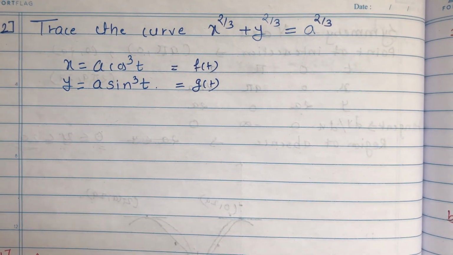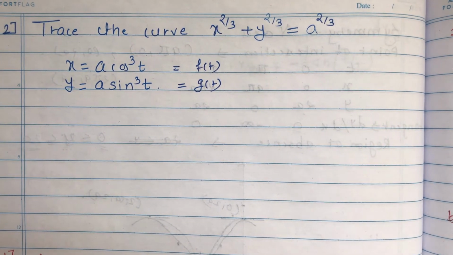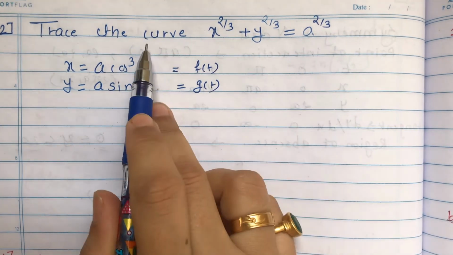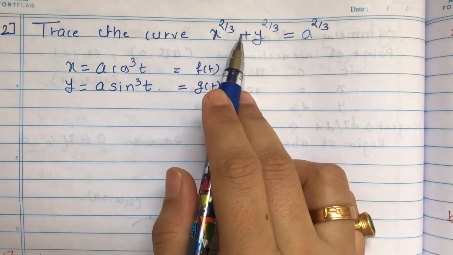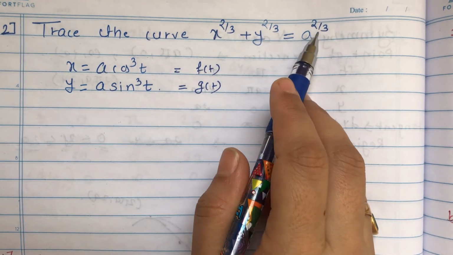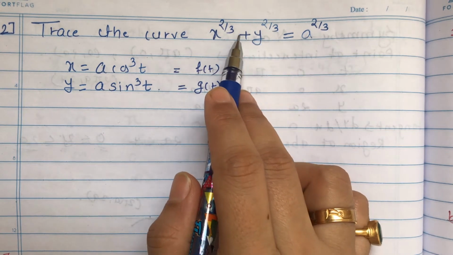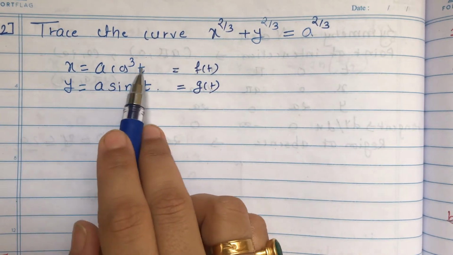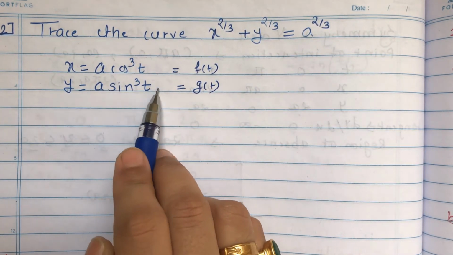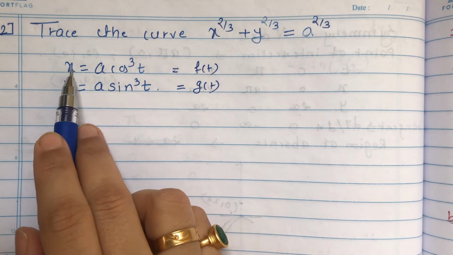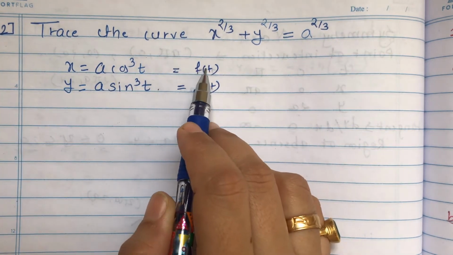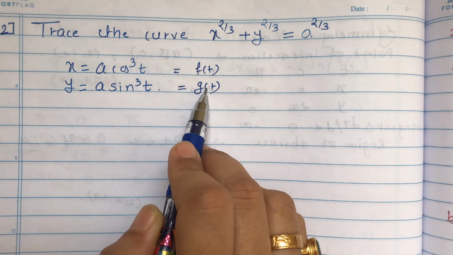Hello students, in this video we will see an example of parametric equation. The example is: trace the curve x^(2/3) + y^(2/3) = a^(2/3). This is a Cartesian curve. The parametric form is x = a cos³t, y = a sin³t. So we will consider x as f(t) and y as g(t).